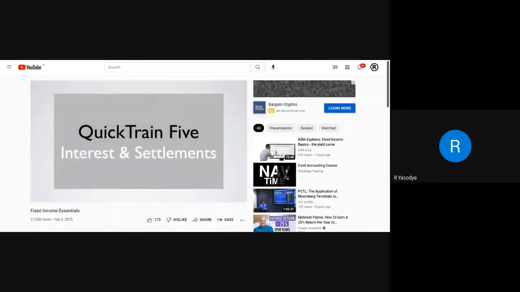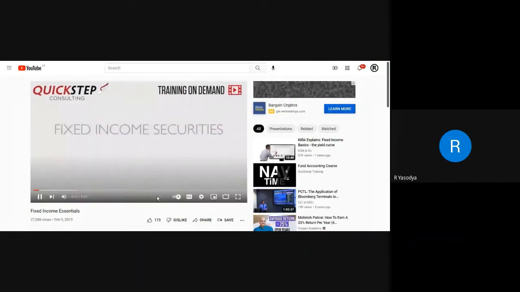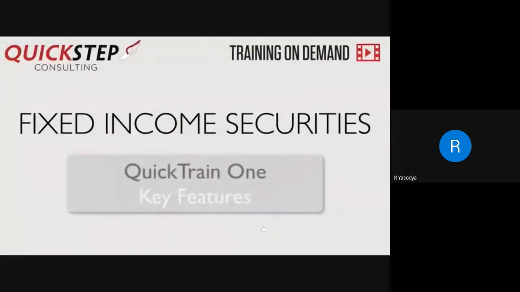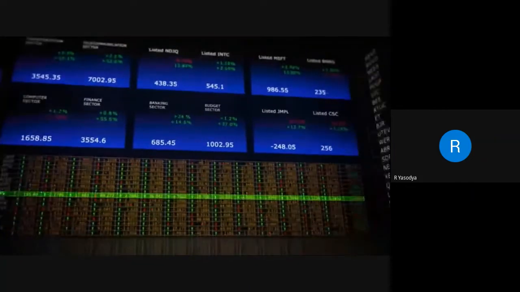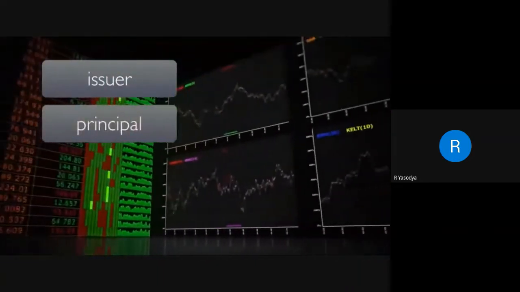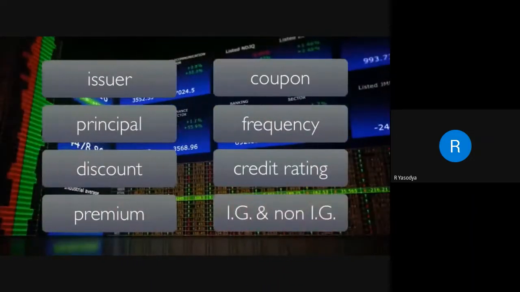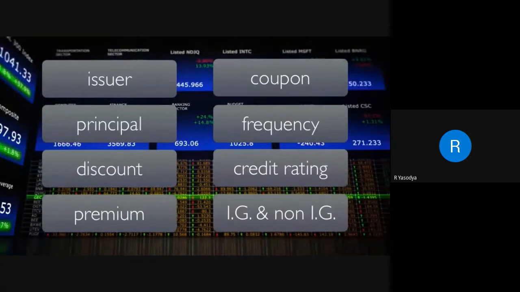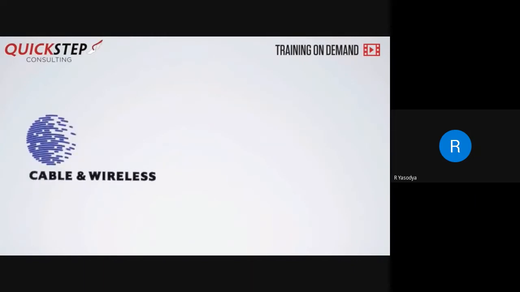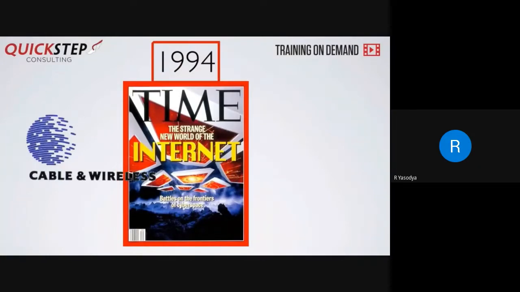Key features. In 7 minutes, you will be able to describe what is meant by the issuer, the principal, discount, premium, coupon, coupon frequency, credit rating, investment and non-investment grade. Let's begin by looking at an example of a fixed income security. Here we have a corporation called Cable and Wireless. Way back in 1994, it needed to borrow about £200 million.